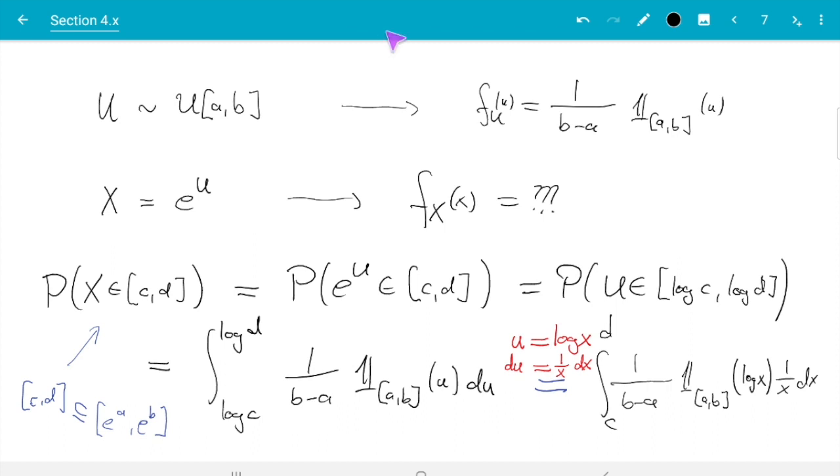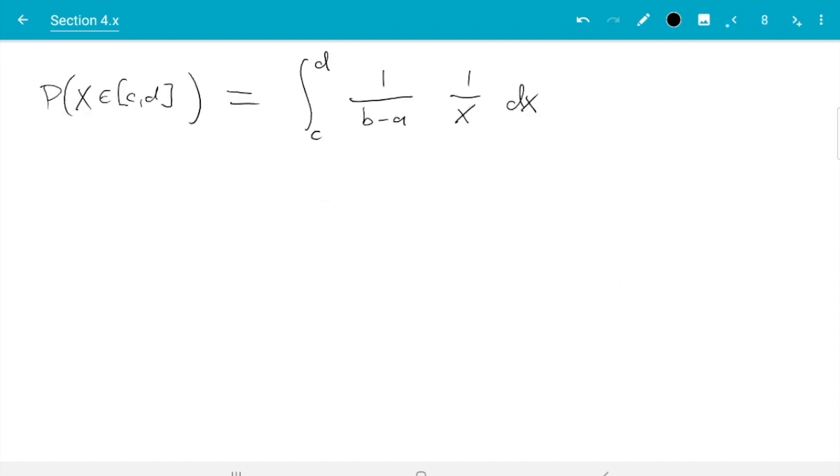And now we can do what I just said. If x is in the range from c to d, then log x is in the range from log c to log d, and the range from log c to log d is contained in the range from a to b. So we get that this indicator function equals 1. So that comes from here. And that is just a simplification. We could pull that through, but this way the next step gets slightly easier. So let's just copy that over.